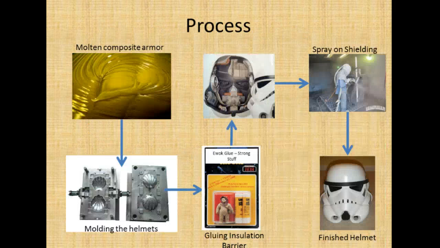And here's a graphical version of what's going on to make these helmets. If you notice up here, we start with this molded composite armor. It's basically a plasticky material. It's in giant vats. They heat it to a certain temperature, and they pour it into helmet-shaped molds. Now, these are seashell-shaped molds. The internet didn't seem to have a good Stormtrooper mold. But you put that in there, you let it cool, and that's your first process.